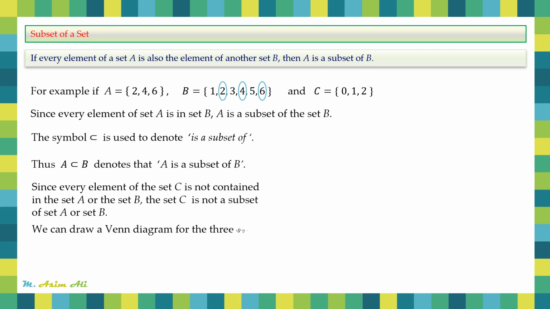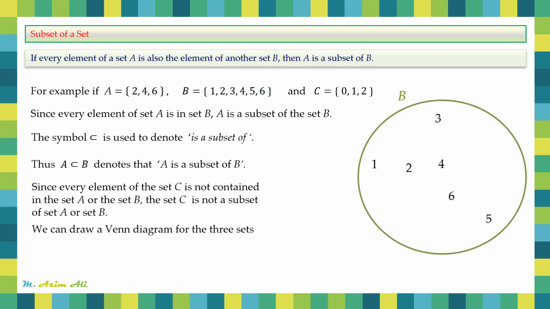Okay, let's draw a Venn diagram for these 3 sets. Of these, the set B is the biggest set, containing elements 1, 2, 3, 4, 5, and 6. Let's draw it. First, set B containing all elements from 1 to 6, and set A has elements 2, 4, 6. Since all of its elements are inside B, all of this set will be inside B, and it will contain the elements 2, 4, and 6.